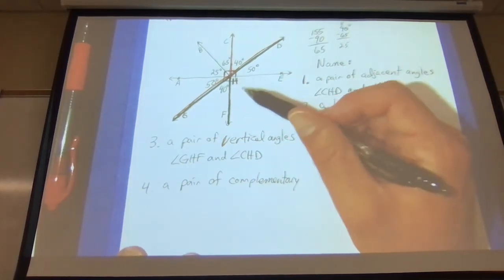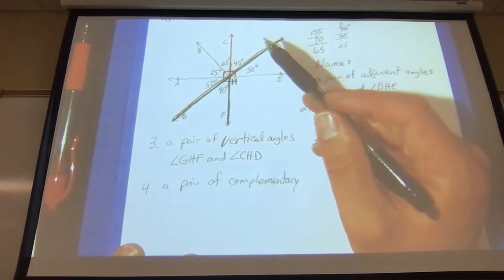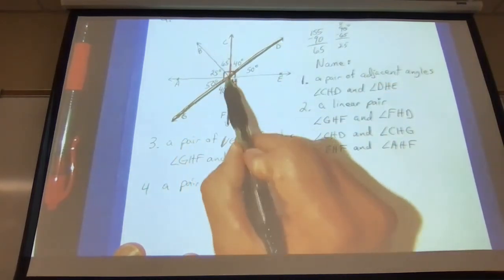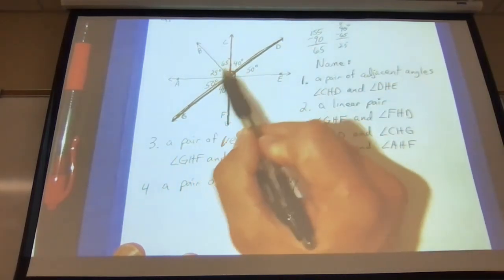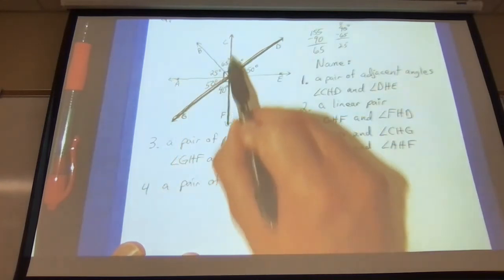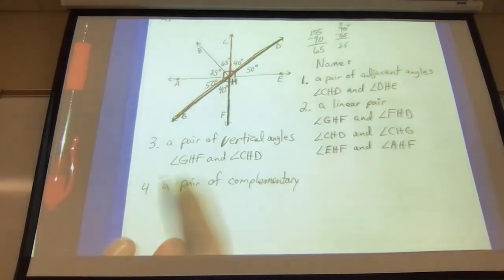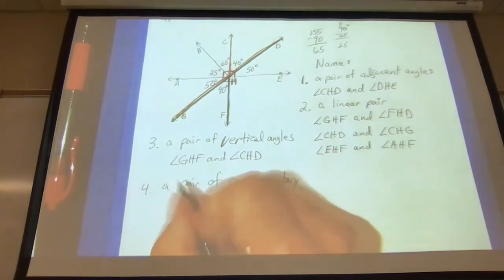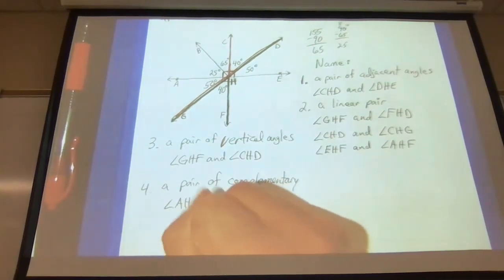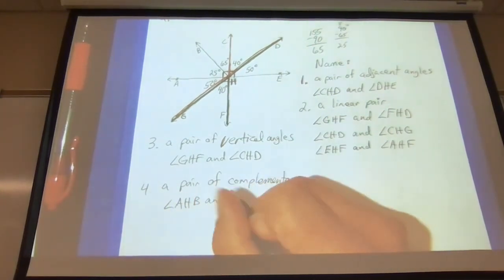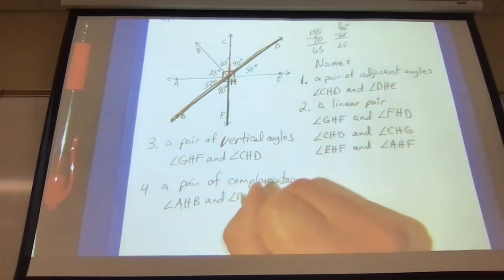See it? Layla, what do you think? AHB and BHC. There you go, AHB and BHC. Those two angles right there, the 25 and 65, put them together, gives you a right angle. That would make them complementary. They add up to 90. Angle AHB and angle BHC.